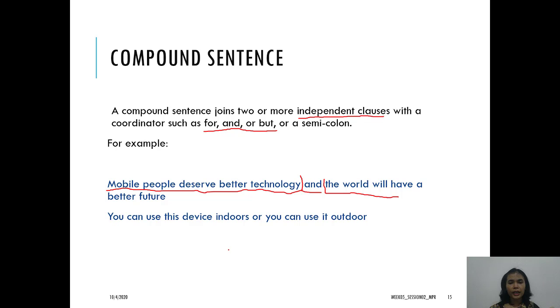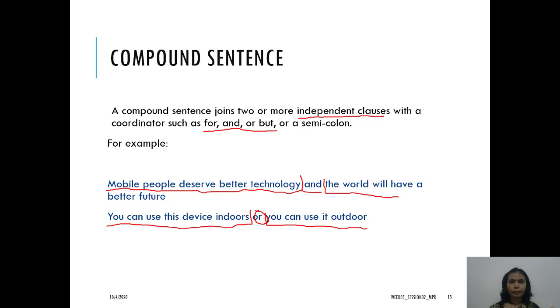Now for the next one: you can use this device indoors or you can use it outdoors. So this one is one independent clause, and this one is also one independent clause, and then they are combined with the word or. Okay, so we consider this a compound sentence.